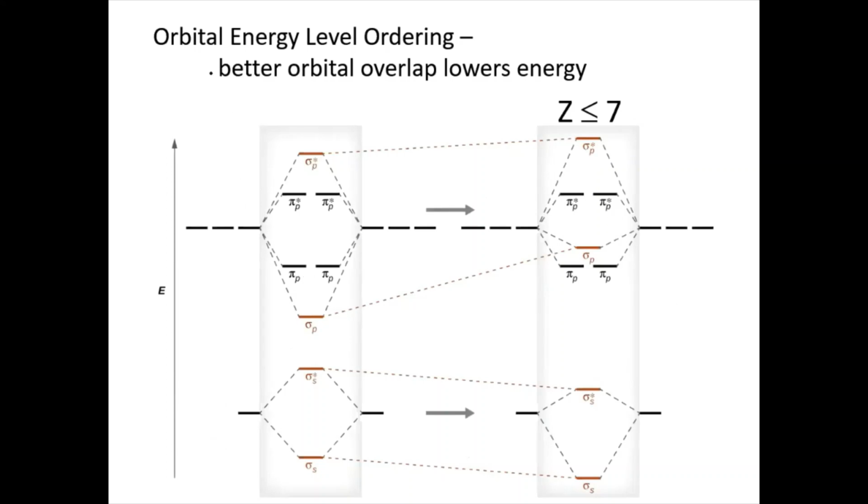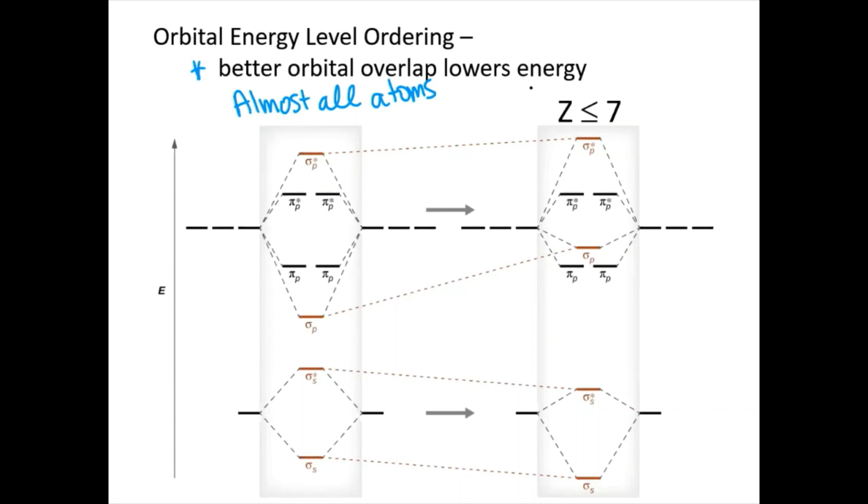How do you order these? Well, better orbital overlap lowers the energy. So for almost all atoms, you'll get this energy diagram that looks like this. So you've got the sigma S, the sigma anti-bonding, you've got the sigma P, you've got the two pi or side-on bonding, then you've got the two anti-bonding, and the sigma star, okay? So almost all the atoms, when you combine, you'll get this more conventional ordering.